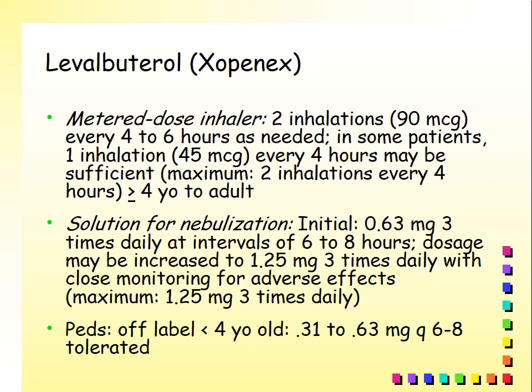The solution for nebulization, the initial dose is 0.63 milligrams 3 times daily at intervals of 6 to 8 hours while awake. The dosage may be increased to 1.25 milligrams 3 times daily, but you have to watch more closely for the adverse effects, which would all be the sympathomimetic effects of tachycardia, excitability, increase in blood pressure. The pediatric use for this drug is off-label in children less than 4 years old, but doses of 0.31 to 0.63 milligrams every 6 to 8 hours have been well tolerated.